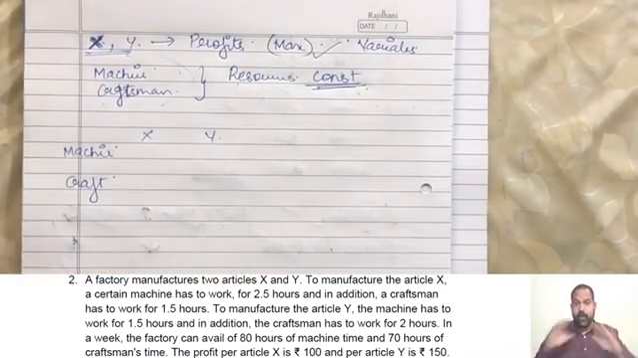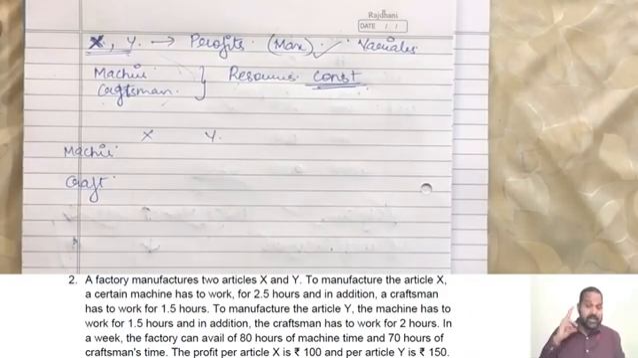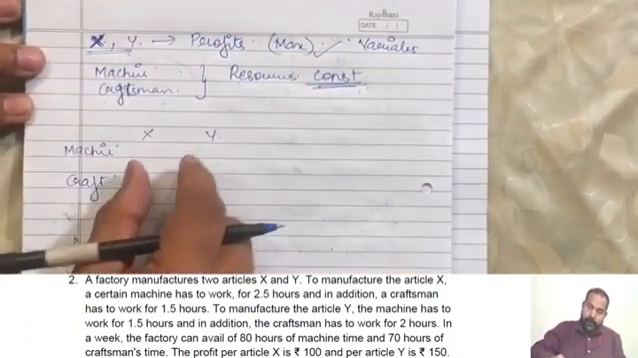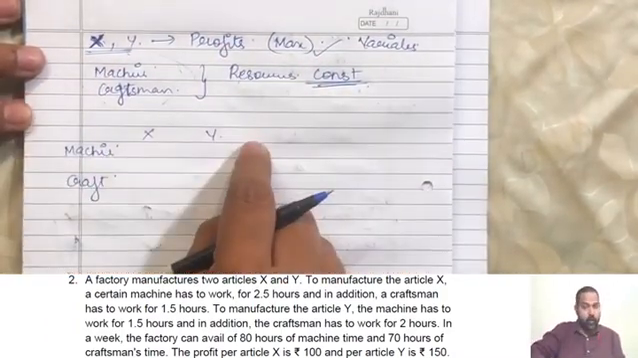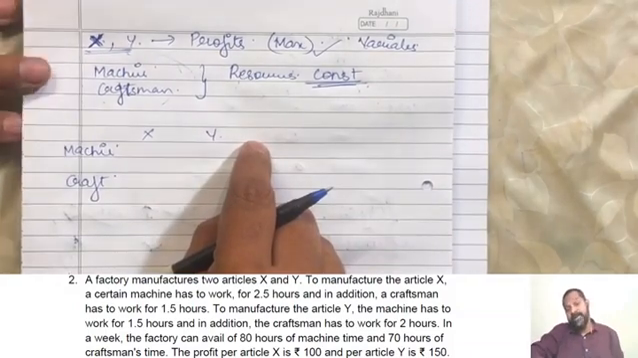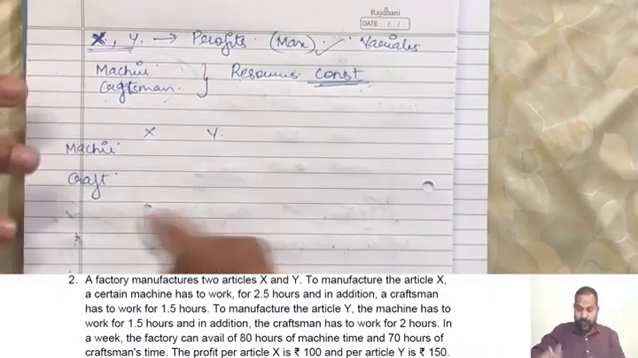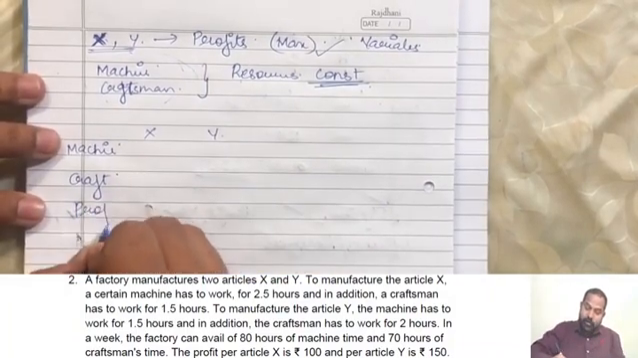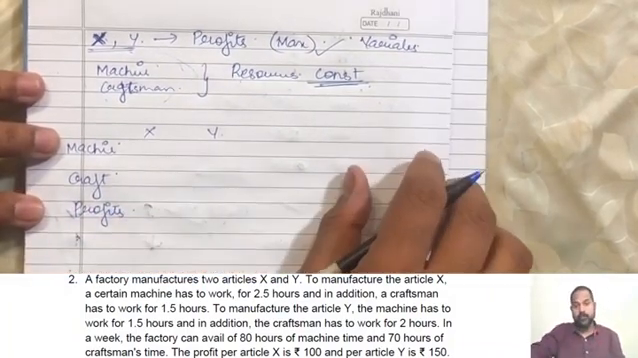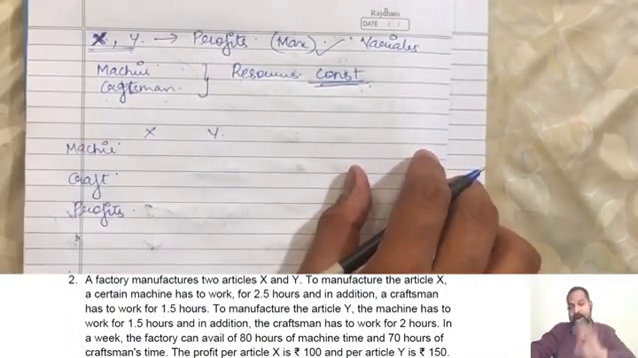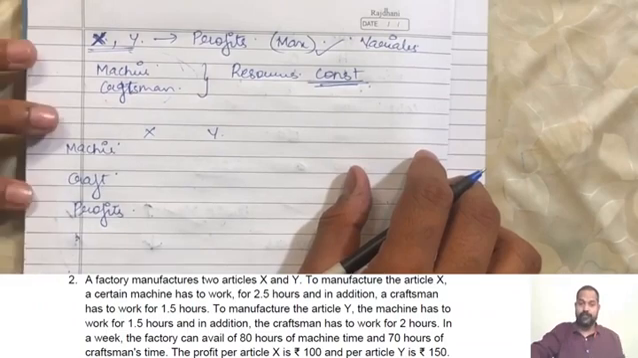I'll repeat. Once you read the question, you understand what your objective function is. Here it is maximization. So whoever's profit you have to maximize become your variable. Write them down horizontally. And whatever resources are given to you, write them down vertically. At the end, write down profits. Now read the question from start to end and start filling up the table.